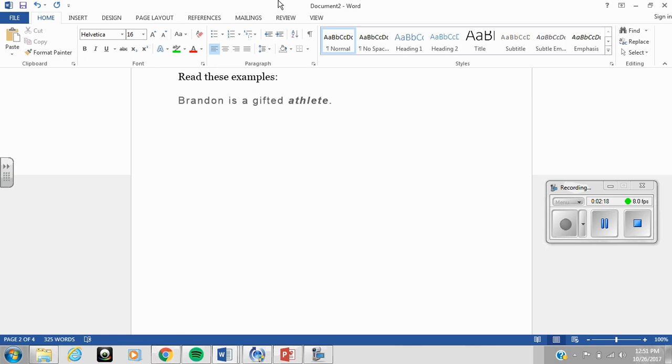So the next thing that we have to do is decide what word in the predicate is linking to the word in the subject that is either giving a description of or further naming the subject. So although it is already italicized, you should have guessed athlete. So athlete is a noun, so it's a predicate nominative, and it is what is being linked between Brandon and athlete, and that's what is linking.